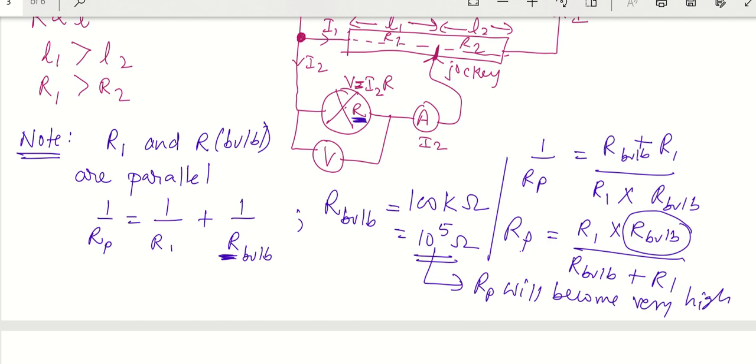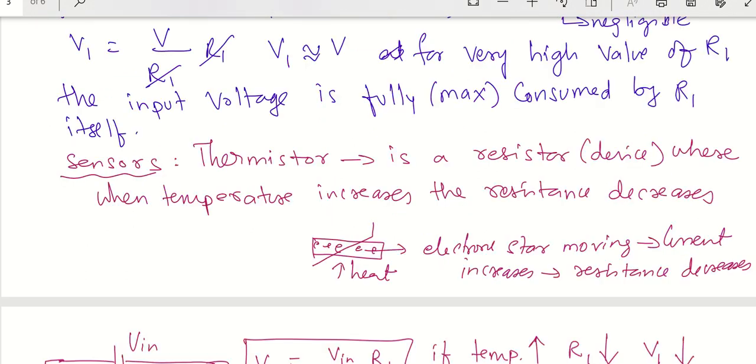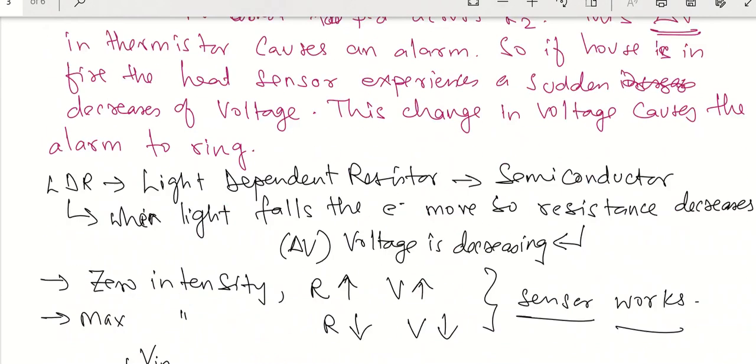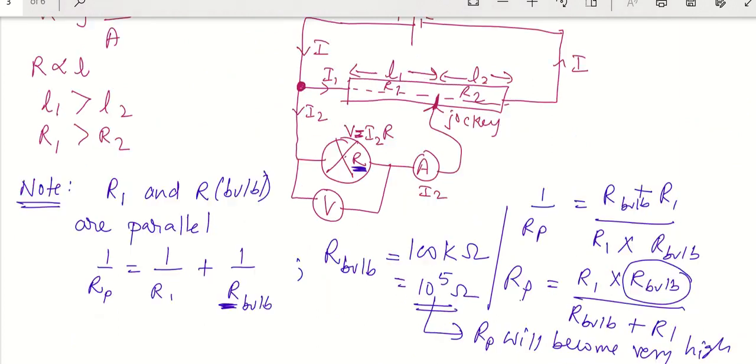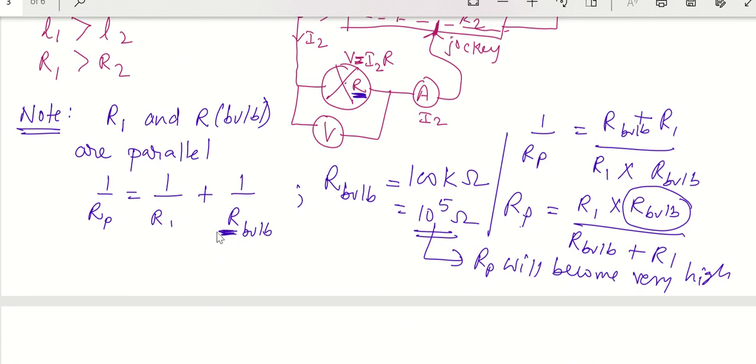So according to that, you have to decide what is going to happen. If this resistance R becomes too high, then in the parallel condition, it will become 1 by a very high value.